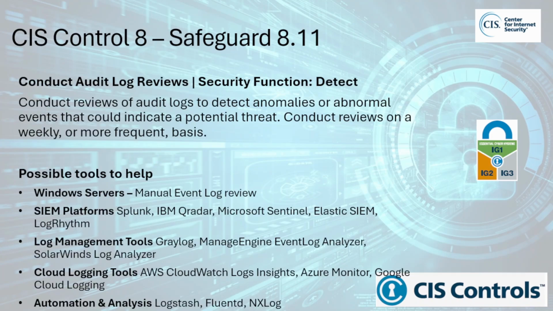Safeguard 8.11, Conduct Audit Log Reviews, comes under the Detect security function and is within Implementation Group 2. The safeguard requires organizations to regularly review audit logs, at least weekly, to detect suspicious or abnormal activity. This includes identifying unauthorized access attempts, policy violations, or other anomalies that could indicate a potential security threat or compromise.